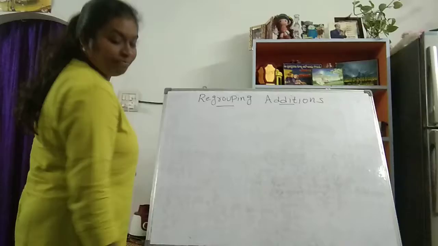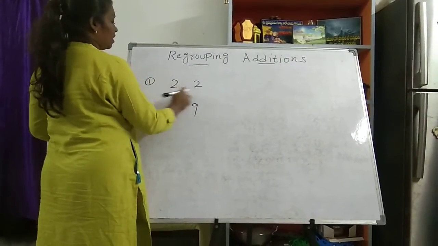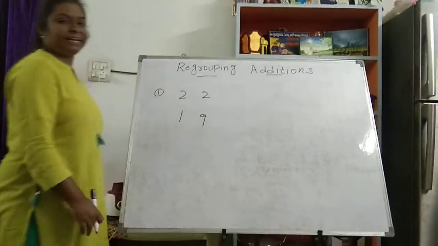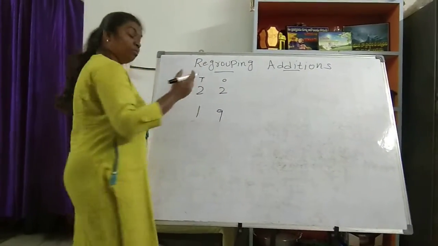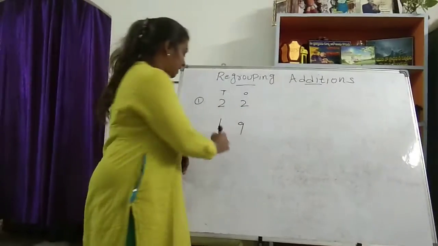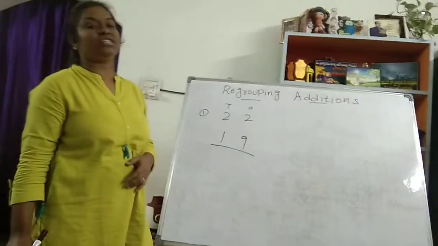Okay. Now I have taken few numbers. 22 plus 19. This is ones place and tens place. So you know that we have to start the additions from ones place.